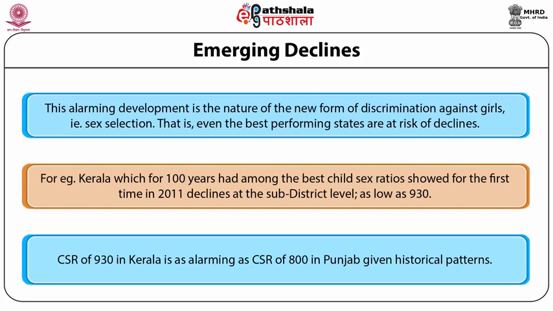So when you see a sub-district at 930 in a district of 950, a district of 950 in Kerala may not look that impressive, but a district of 950 in UP or Punjab or Haryana would look extremely impressive. So when you look at Kerala, remember that a ratio of 930 at the sub-district level is like looking at 800s or 850s in Punjab or Haryana. Therefore, these regional declines at the sub-district level cannot be ignored.